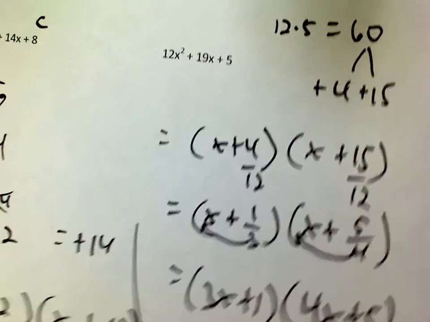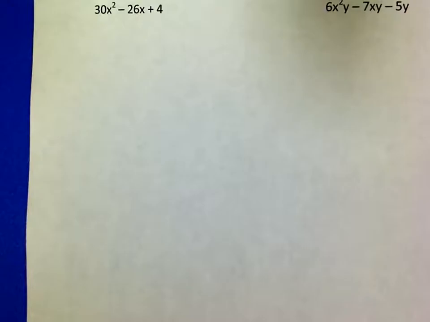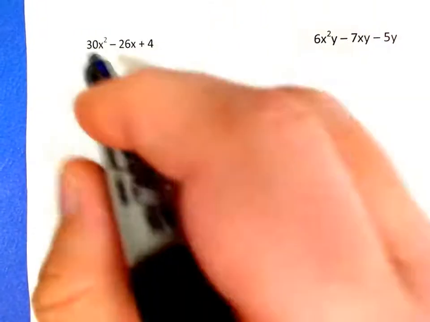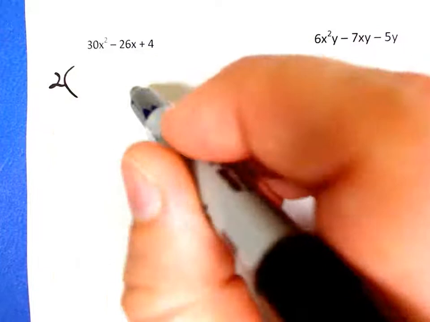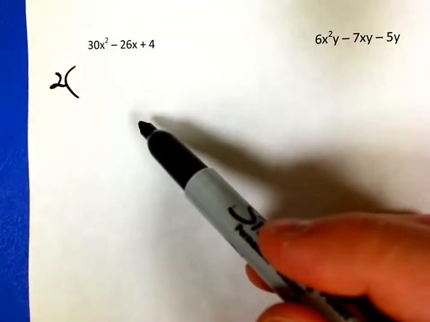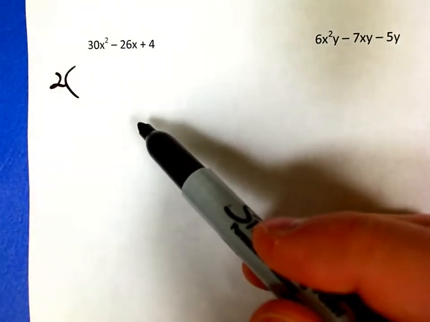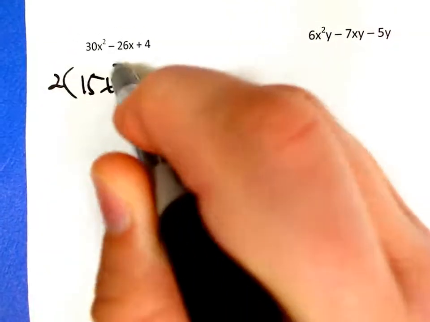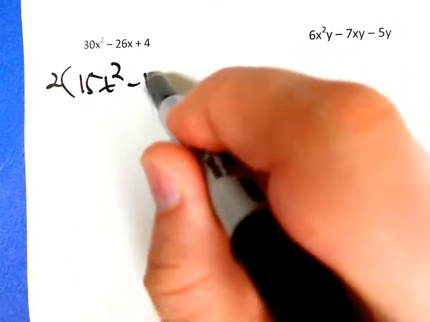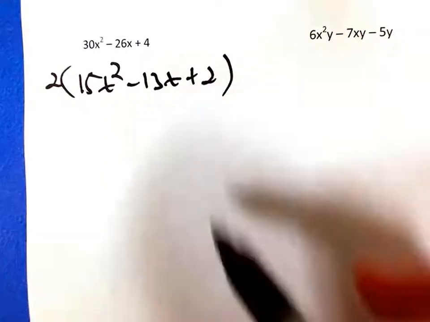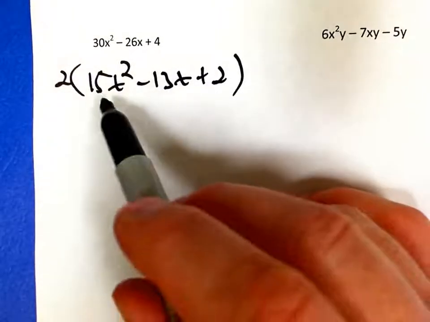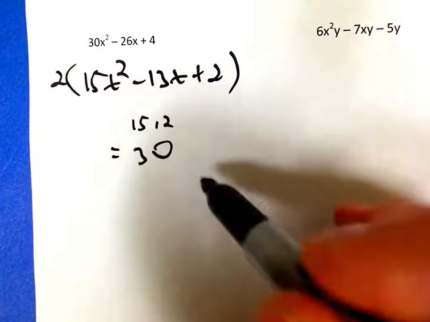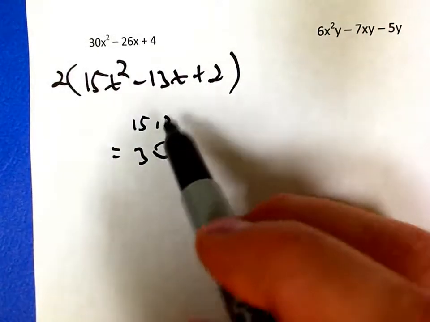Let's just do a couple more. On this one, notice we have a GCF, so we're going to take out that GCF first. If you don't take out the GCF first, you're going to end up with 2 possible combinations when you do the AC part. So we've got to take out the 2 first, and then we do the swing method on 15 times 2, which is 30. Now we're thinking what times what is 30 that gives us a negative 13.